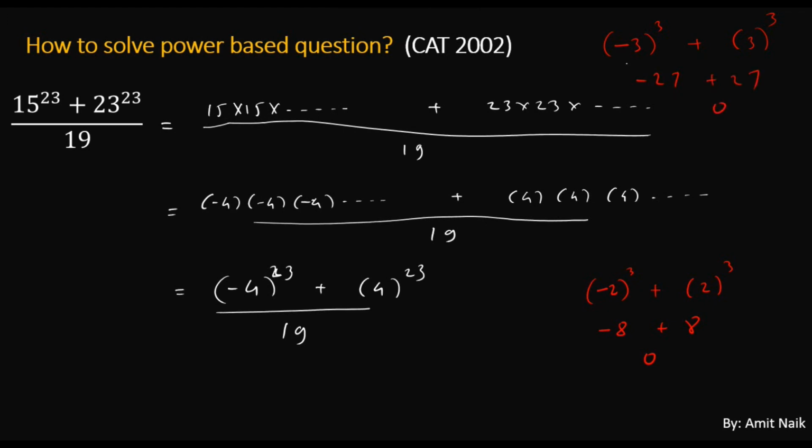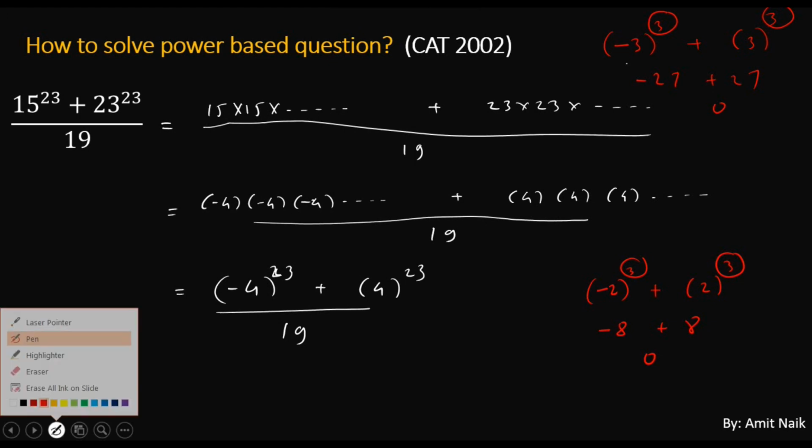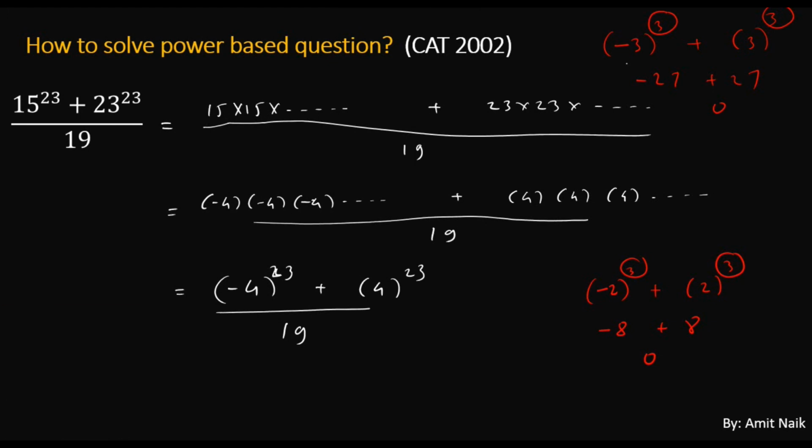So this works out only when the powers are odd, and that's why this question is defined this way. So here in this question, minus 4 to the power 23 and plus 4 to the power 23, the powers are odd here as well, which means the addition of these two numbers is going to be 0. So 0 divided by 19 is the calculation, which means the remainder is 0 again. This was a very simple question, but many could not solve this because it was new for many of them.